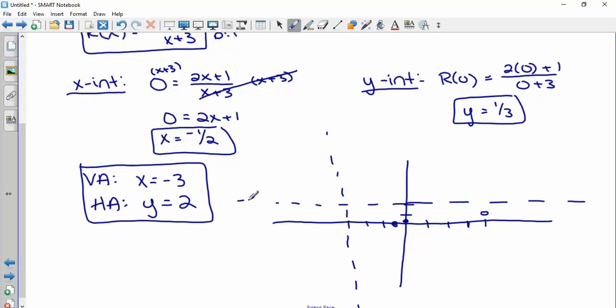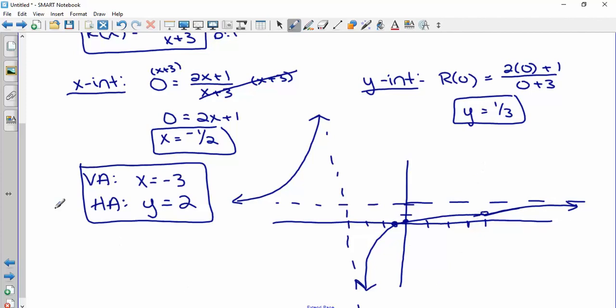You should get something like this. Make sure, when you draw that, you go through the actual points that you've plotted. Make sure when you draw your graphs too, that you are approaching your asymptotes.